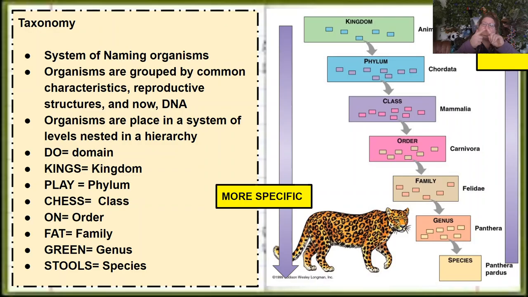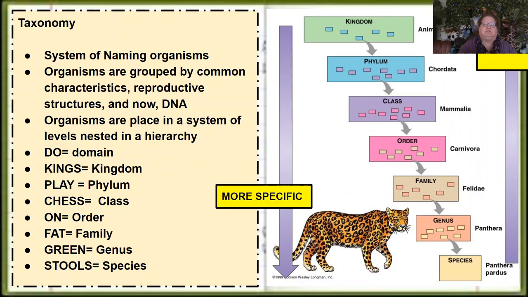Now you should know, that's one of our goals. You should know that hierarchy and you should know the order. And so to that end, there are some really handy dandy mnemonics for knowing this. So for instance, kings play chess on fat green stools. Kingdom, phylum, class, order, family, genus, species.